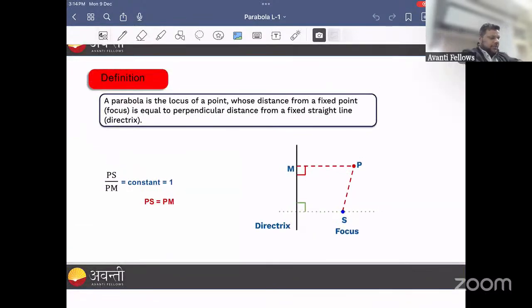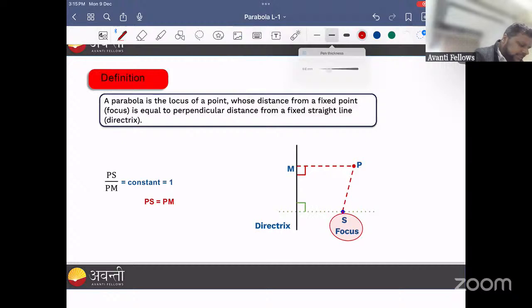Basically, parabola is the locus of a point which is moving in such a way that its distance from a fixed point is equal to its distance from a fixed line. Got it? This fixed point S is what we call the focus of the parabola. This fixed line is what we call the directrix of the parabola.